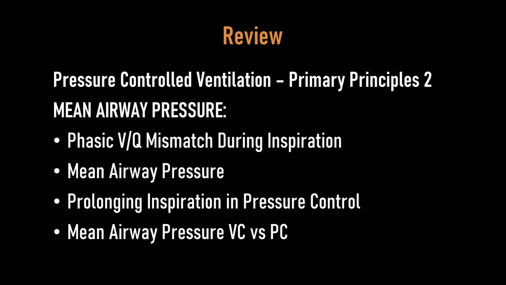Let's review this tutorial. This tutorial was titled Primary Principles of Pressure Control Ventilation Part 2, and I principally focused on mean airway pressure and how it's calculated and why it's important and why it's a useful way of managing phasic ventilation perfusion mismatch during inspiration. We looked at methods of prolonging inspiration in pressure control and methods of increasing mean airway pressure by increasing respiratory rate, and we looked at the mean airway pressure in volume control as well as pressure control.